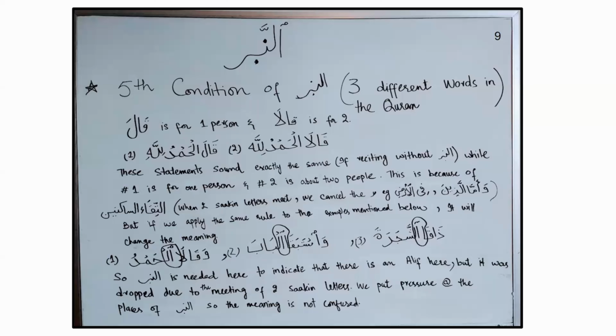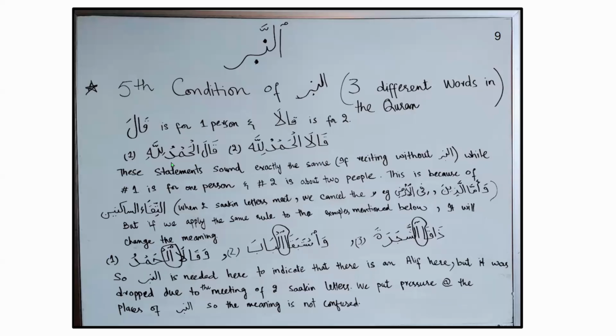But before we jump into the detail of this condition, let's try to understand the concept of alif mad when it comes in a word to indicate that there are two subjects. So qala is for one person. He said qala. When lam has an alif mad after it, this is for two persons. So qala, two persons said.